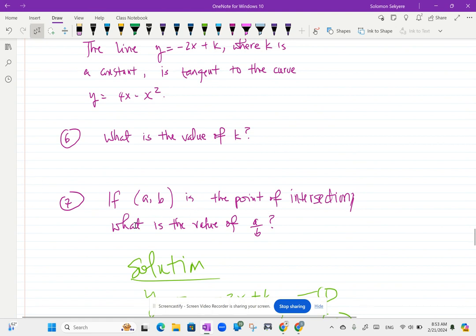And then you are asked, if the point A, B is the point of intersection, what is the value of A divided by B? So you need to know the point of intersection, your x and y coordinate, and find the quotient.